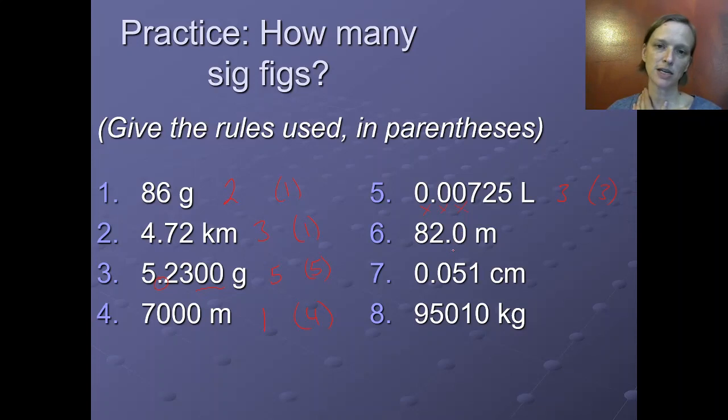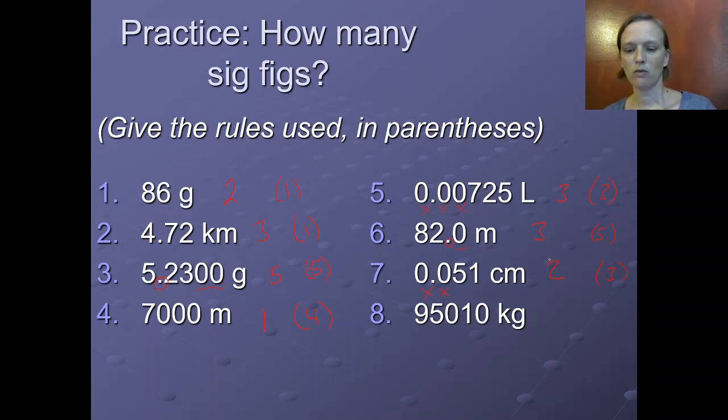For question 6, 82.0 has 3 significant figures because we used rule number 5. That trailing zero is significant because the number has a decimal place. 0.0051 has just 2 sig figs because of rule number 3. Those leading zeros are not significant.